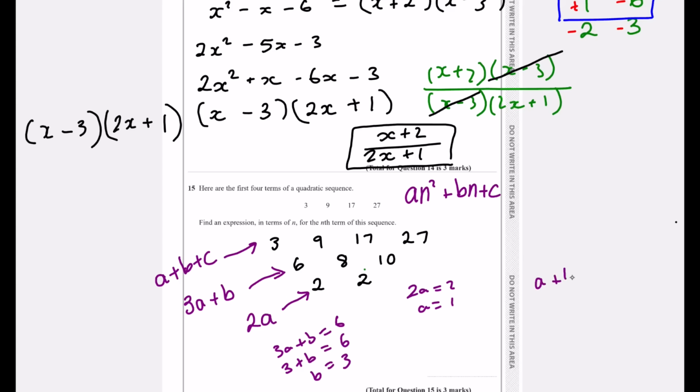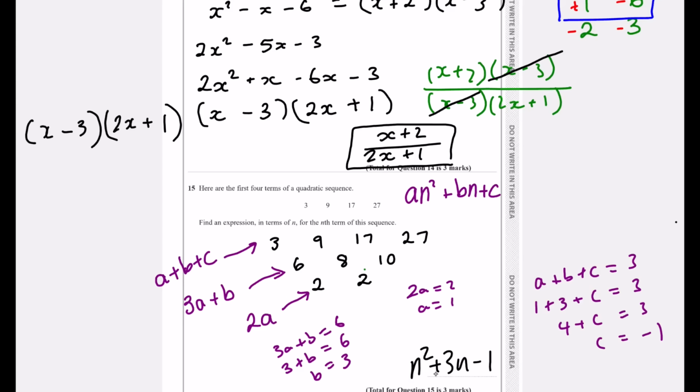And a plus b plus c is 3. 1 plus 3 plus c equals 3. So c must be -1. So we have an squared, so 1n squared, plus bn plus 3n minus 1.